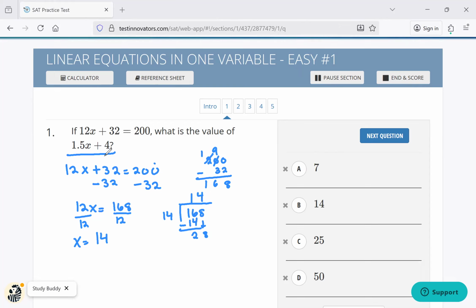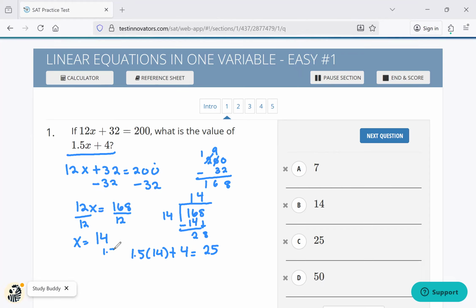They're asking you what is the value of 1.5x plus 4. So just plug that in. So 1.5 times 14 plus 4. If you just put that in the calculator, you get 25. But if you need help without it, you know how to multiply 1.5 times 14.